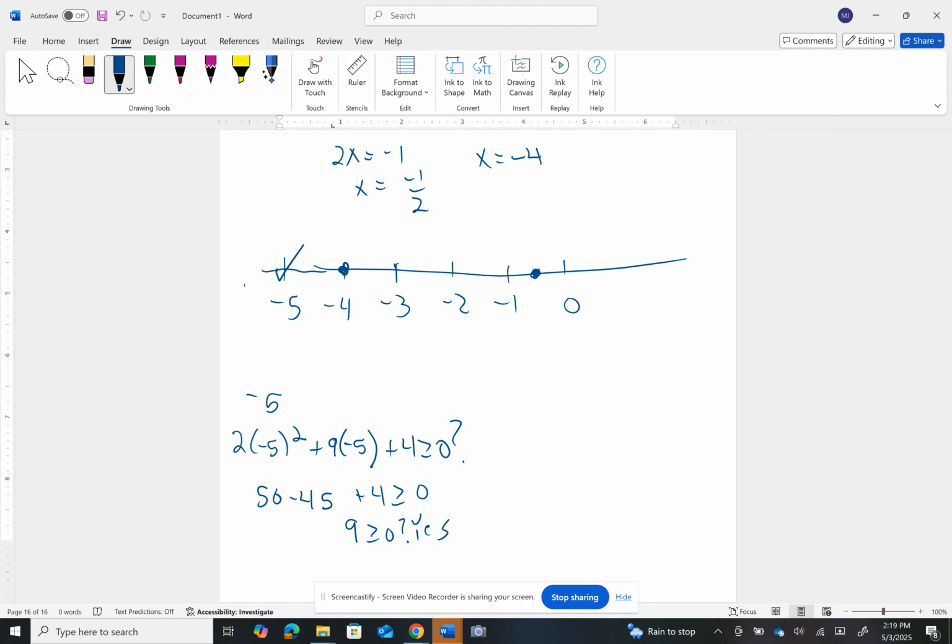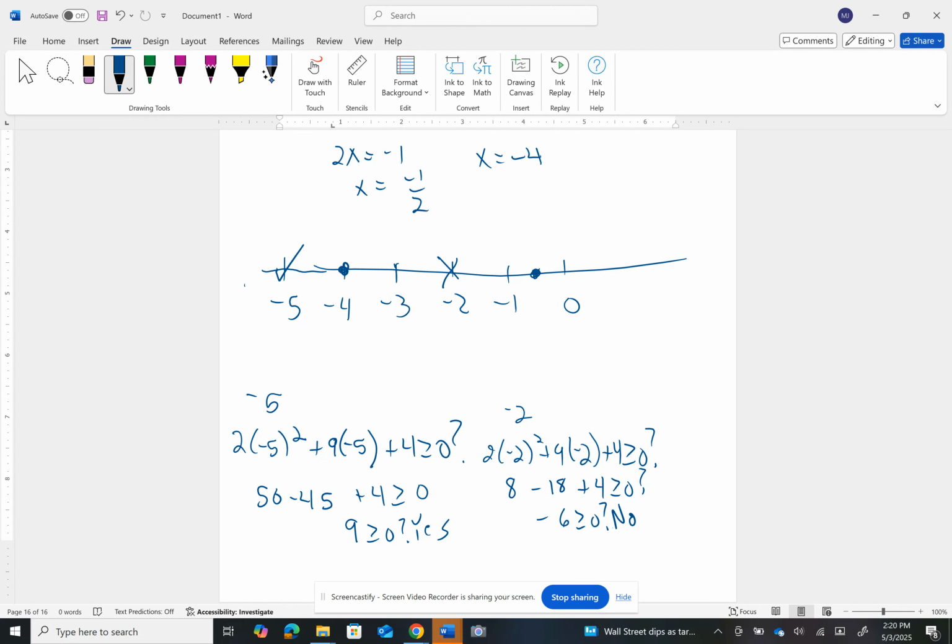All right, now if you didn't superimpose a parabola on top of this, then what you would need to do is test whether something in the middle works or not. So like a negative 2. So you'd plug in the negative 2 and see if it's bigger than or equal to 0. So that would be 2 times 4, which is 8, minus 18 plus 4. So that would be negative 10 plus 4, that would be negative 6, and your answer there would be no. So negative 2 is not a solution.